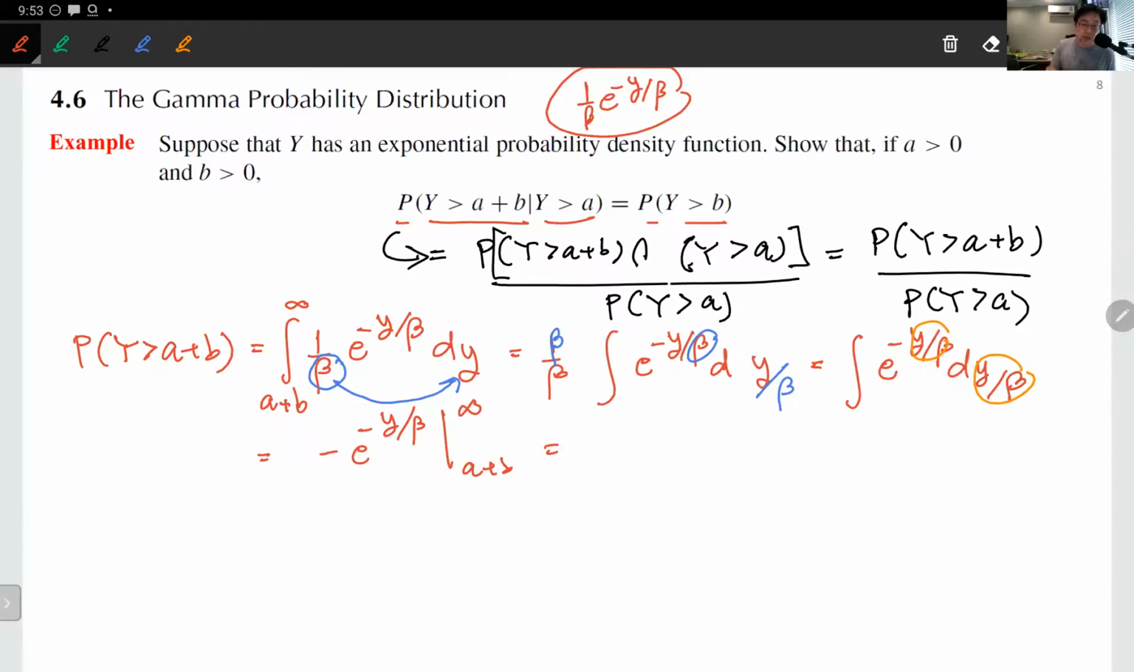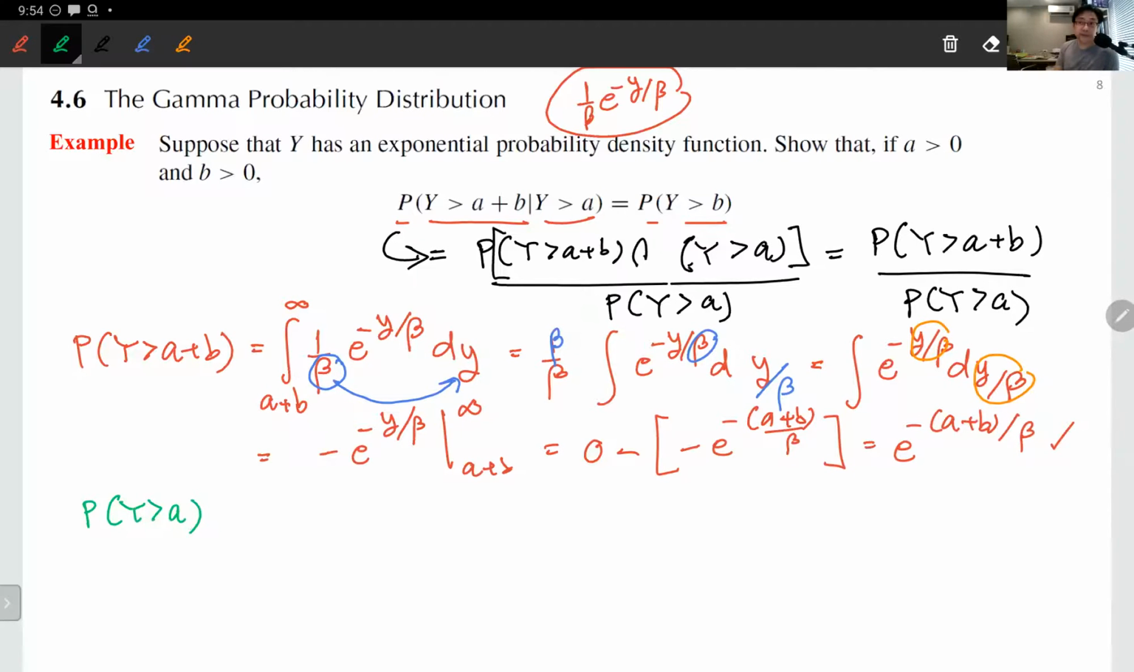All right, substitute the upper limit is the e to the negative infinity, which is 0, so that's good. First term is 0. The second term, there is a negative e to the negative a plus b over beta. So at the end, what you get from the probability of y greater than a plus b is just an exponential, e to the negative a plus b over beta. That's for the numerator. But once you do this, the denominator will look exactly the same now because it's greater than a. Okay, you don't even have to redo everything again because the only thing that's going to change is just going to be your lower limit of integration.